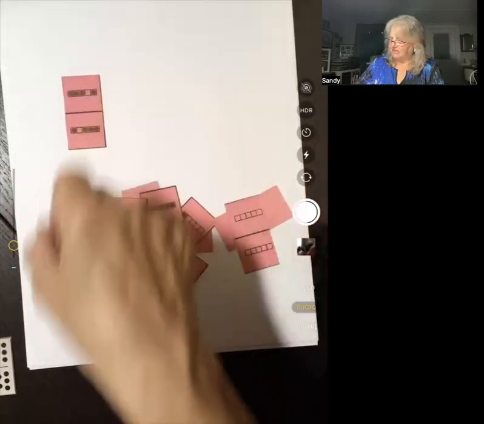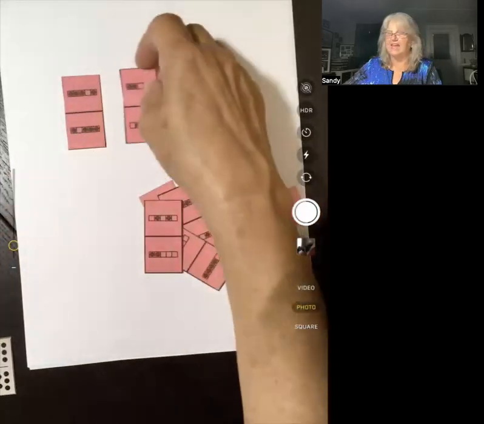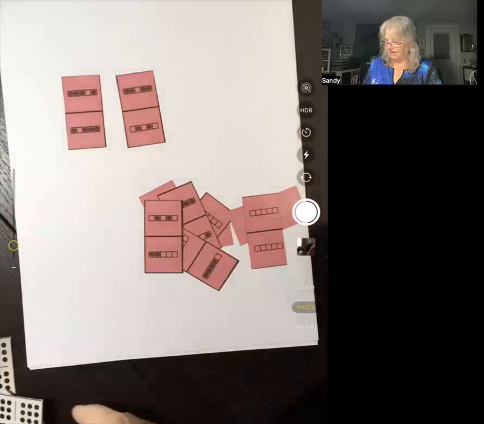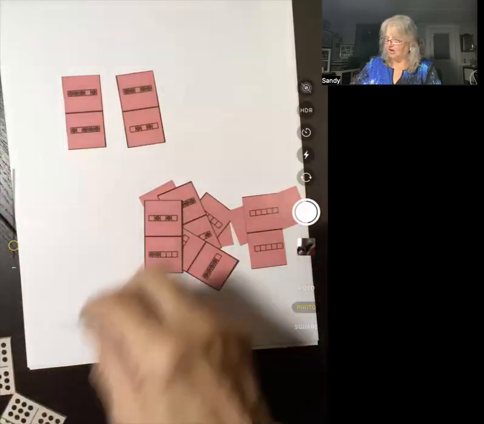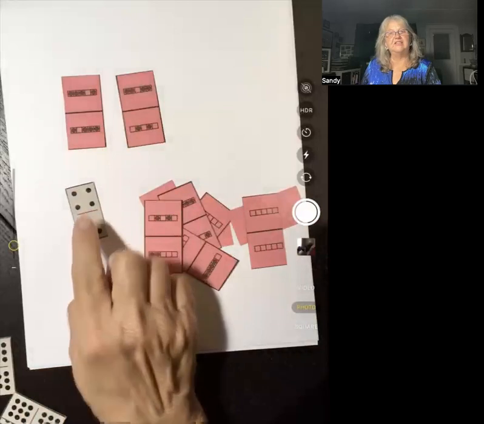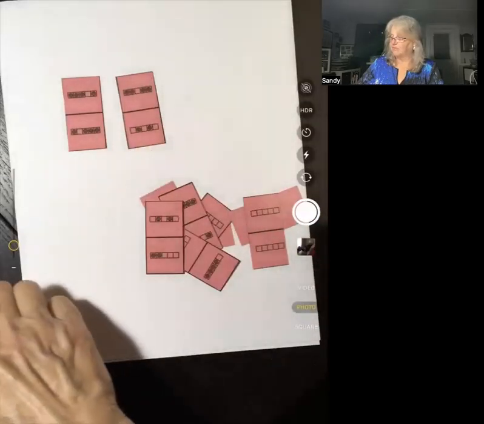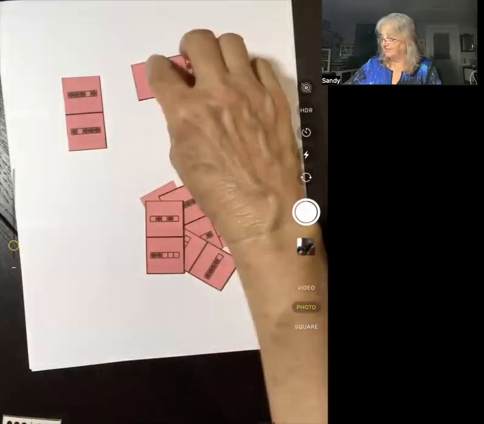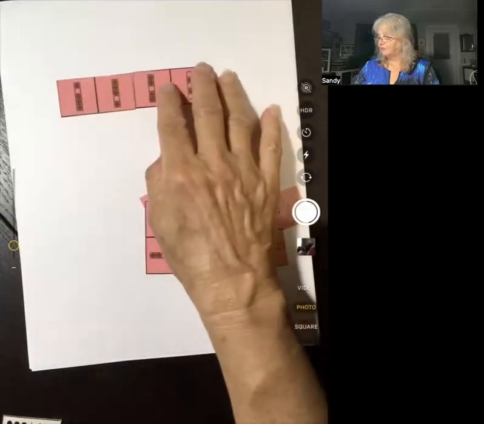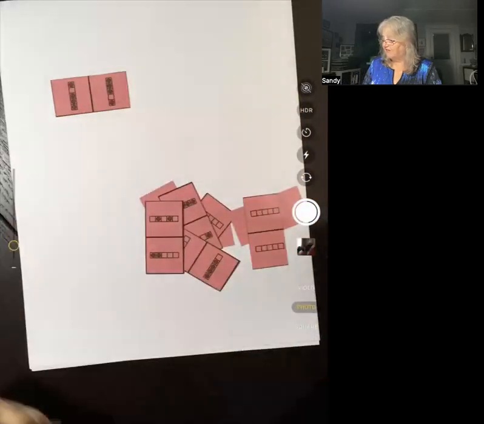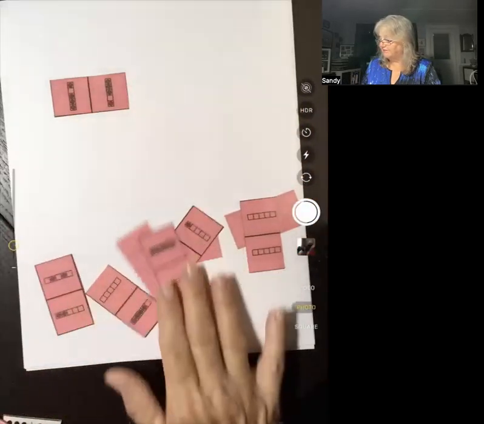So if you notice, do you see that 4 and that 4? They aren't identical, but they're both 4. When I use the regular dominoes, all of my 4s will look like this. But with these dominoes, they don't necessarily look the same. So I could do matching activities. They could make trains and match 4s to 4s. But one of the things they will eventually be doing in kindergarten is finding combinations for 5.